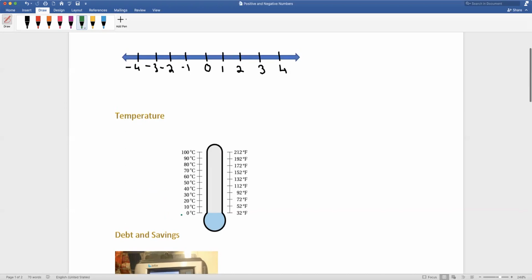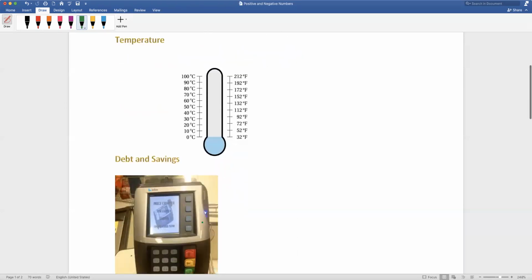So if it's below 0 degrees, then it's cold and that it's a negative number. If it's above 0 degrees, it's a positive number, and that is very warm. Very similar to the number line. So let's move on to the next topic.